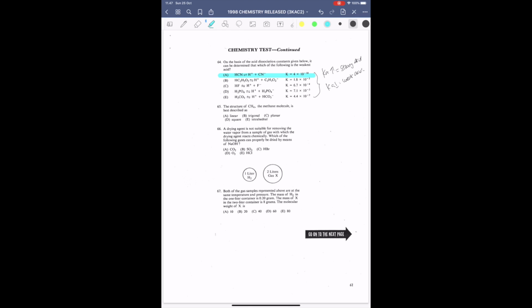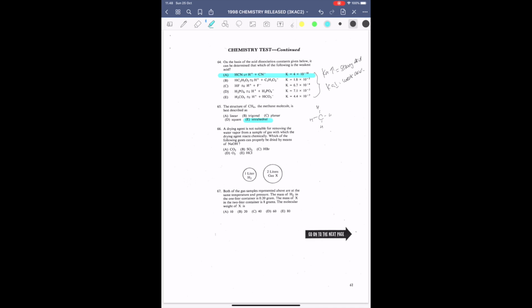Number 65, the structure of CH4 is best described as. The CH4 molecule looks like this, and this is a tetrahedral structure. This is one of the things that you just know by memorizing the VSEPR theory. You just need to memorize all of the molecular shapes like tetrahedral or bent or trigonal planar or trigonal bipyramidal, stuff like that.